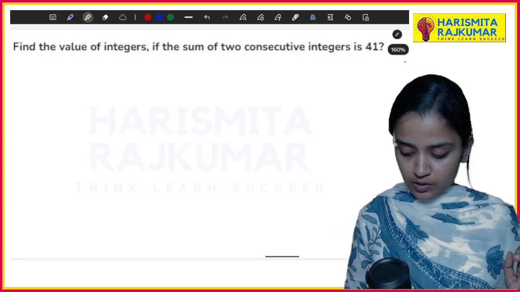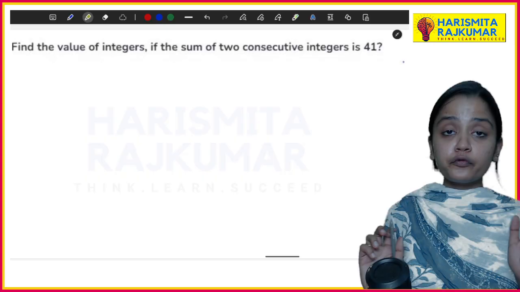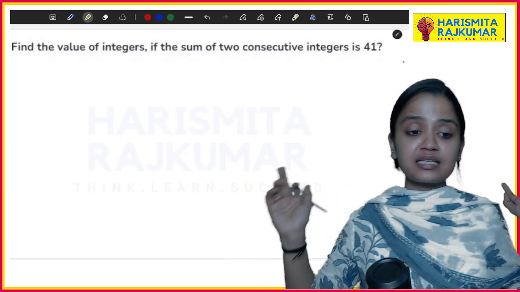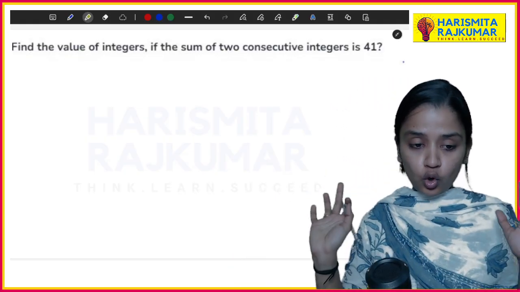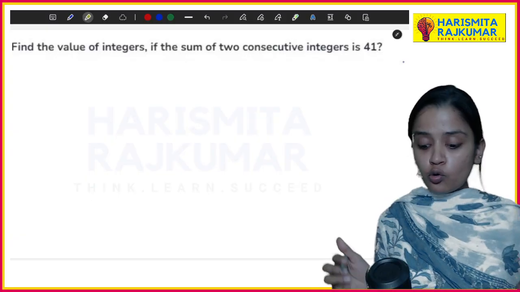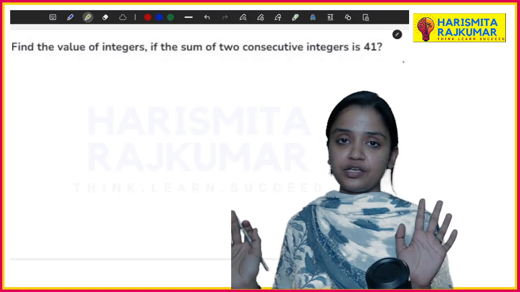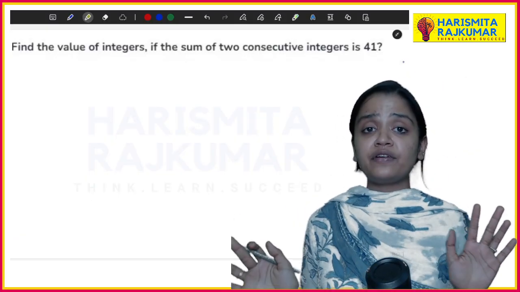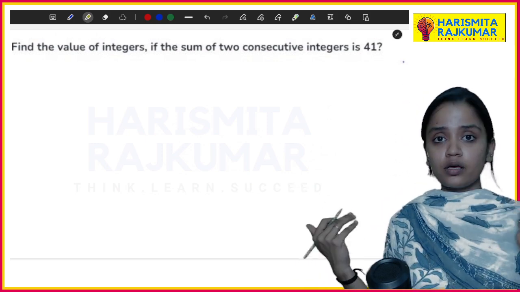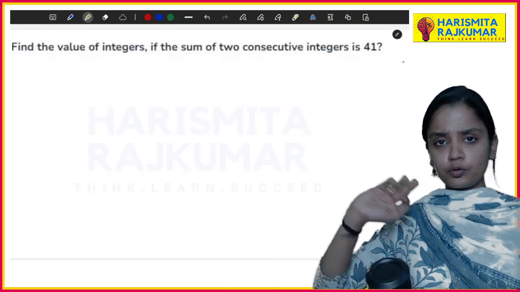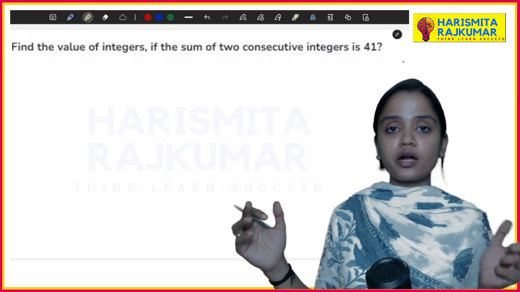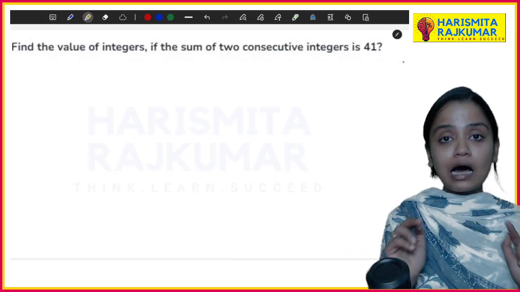Now, there is a question for you guys. I hope it is visible. It is a simple question. Just comment the answer below. You have to find the value of integers whose sum of 2 consecutive integers. It is an integer, and it is consecutive also, so it should be 1, 2, 3, 4, 5 and so on, or minus 1, minus 2. So what formula are you supposed to use and what is the answer for this question?